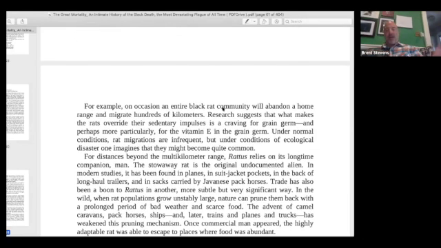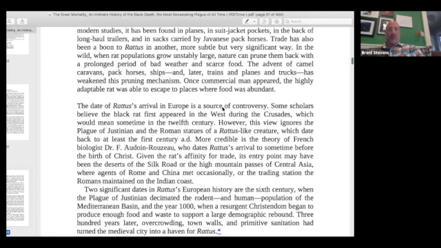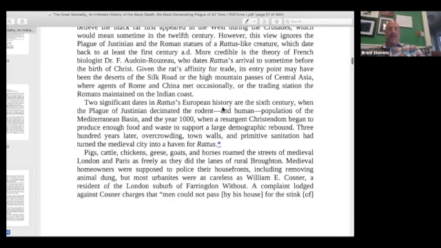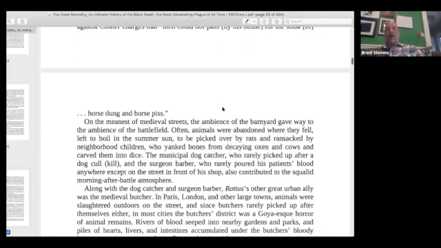And then just going down to the next paragraph beyond that: "Under normal conditions, rat migrations are infrequent, but under conditions of ecological disaster, one imagines that they might become quite common. For distances beyond the multi-kilometer range," old information, okay, that's what I talked about before, "radish relies on its longtime companion, man." And now we're going to talk about going along with trade routes. Anyway, it's just everywhere, but that's how you keep your reader straight. So that's the next step.